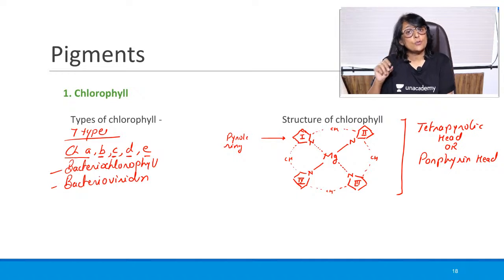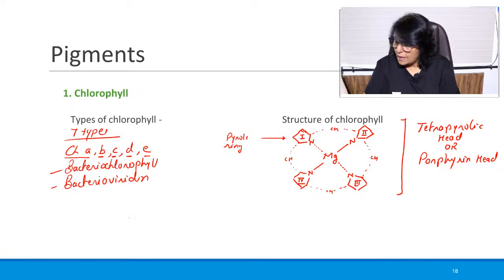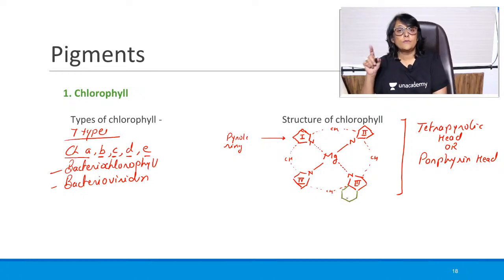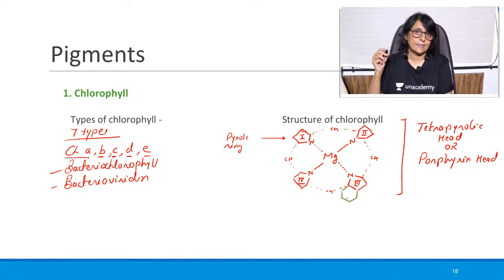Now attached to the 3rd ring there is one more ring, and this ring is a hexagonal ring. So all 4 rings, 1, 2, 3, 4, which we have numbered, they are the pentagonal rings, and attached to the 3rd one is a hexagonal ring. The 4th pyrrole ring is attached to a chain, a carbon chain.